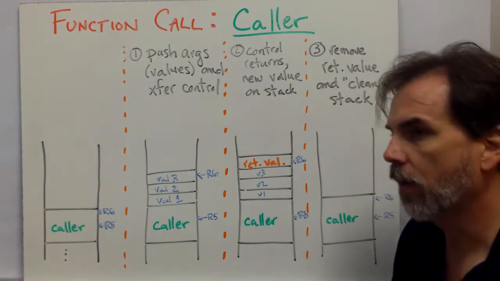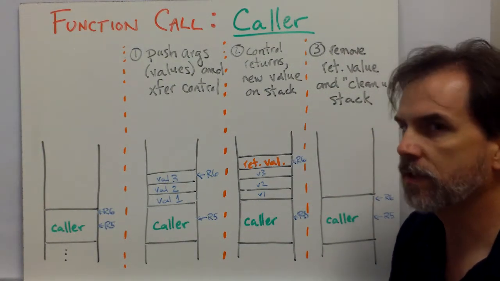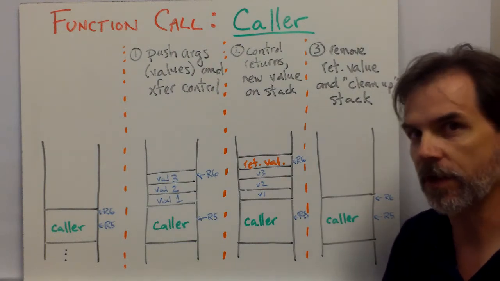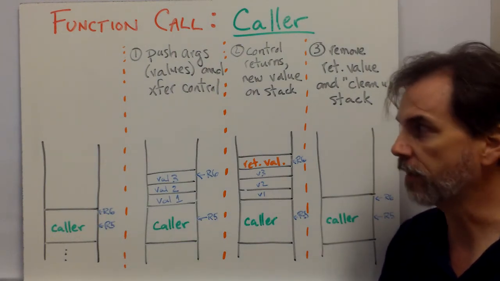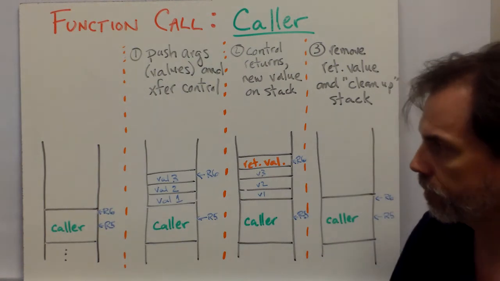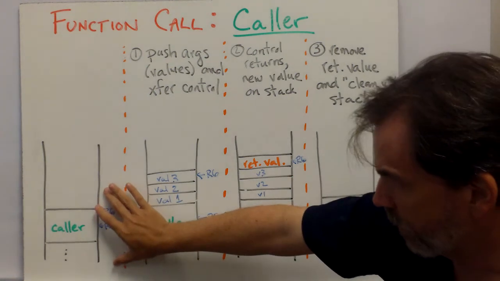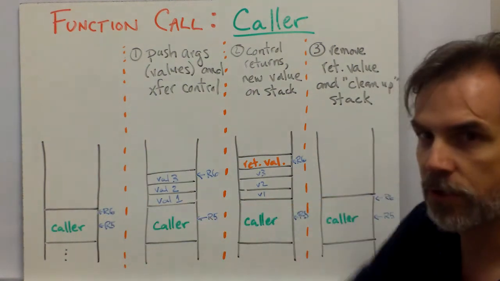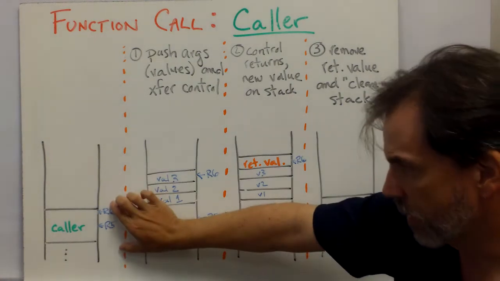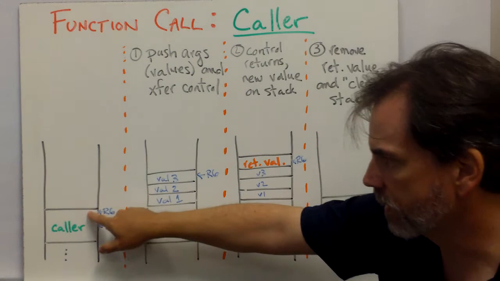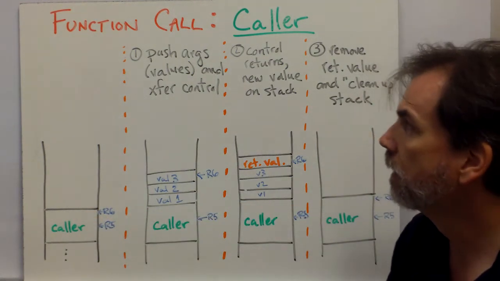So when a function call occurs, there's two sides of that function call. There's the caller of the function, and then there's the code that executes in the function itself. So let's look at what happens on the caller side to begin with. So we're executing over here. Before anything happens, the caller's activation record is pushed onto the stack. I mean, it's already there because it's executing. So R5 points to its local variables, R6 points to the top of the stack.